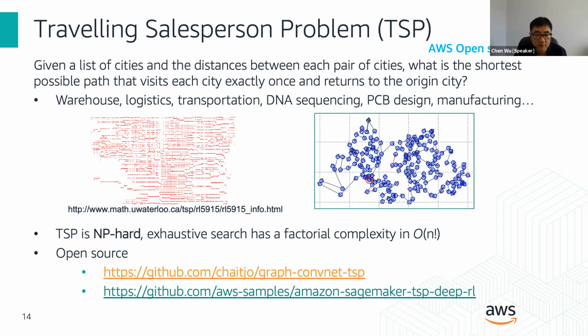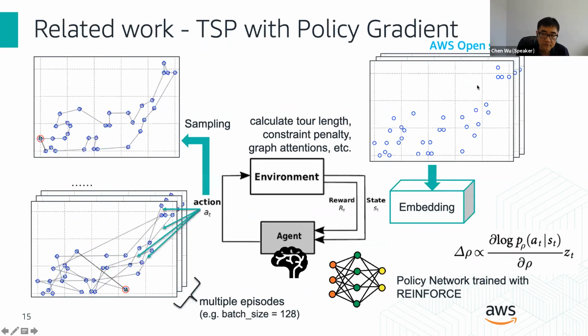There are many solvers in the past, but in this case, we're using reinforcement learning combined with a graph neural network to solve the problem. Initially, Joshi et al. released their solution as open source, and then we built on top of their solution and added distributed training and various different things on the AWS platform, and we also contribute back to the open source.